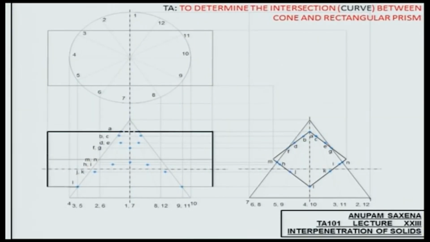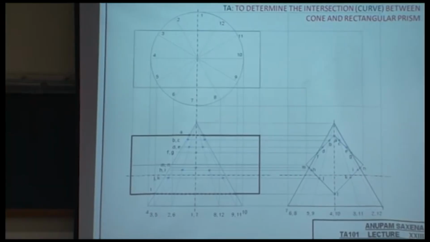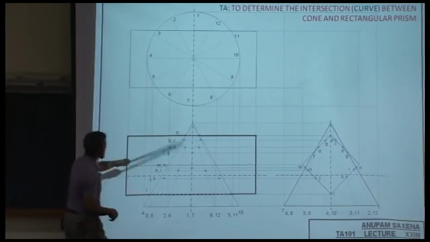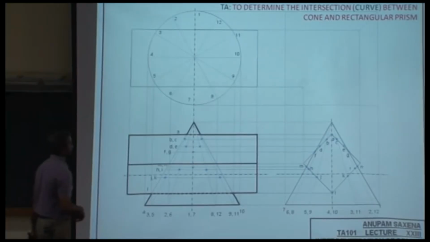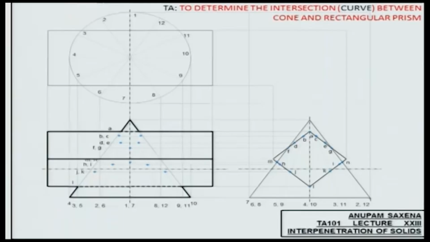Visibility. All right. So a part of the prism is outside the cone. Some part is inside, so some part is hidden. This part is visible. This part of the cone is visible. And of course, this edge is visible.